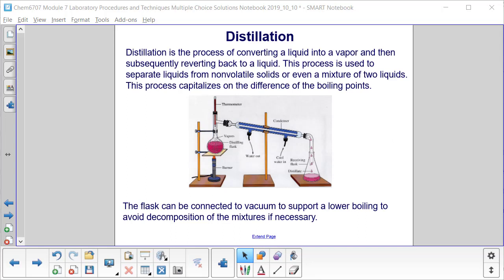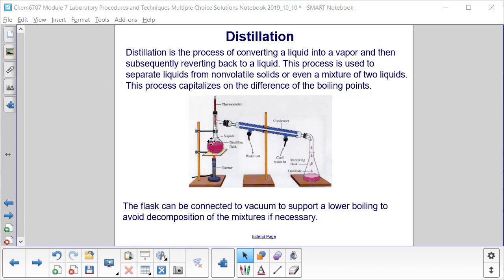Distillation is the process of converting a liquid into a vapor and then subsequently reverting back to a liquid. We use this process to separate liquids from non-volatile solids or even a mixture of two liquids. This process capitalizes on the difference of the boiling points. So here's what we have.